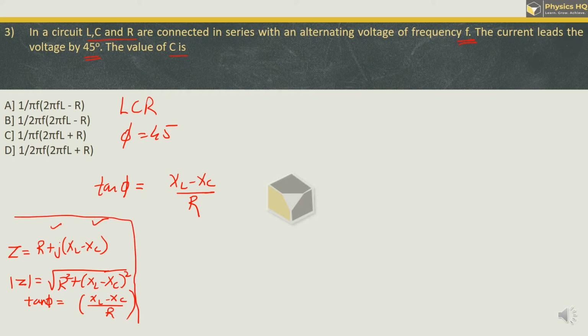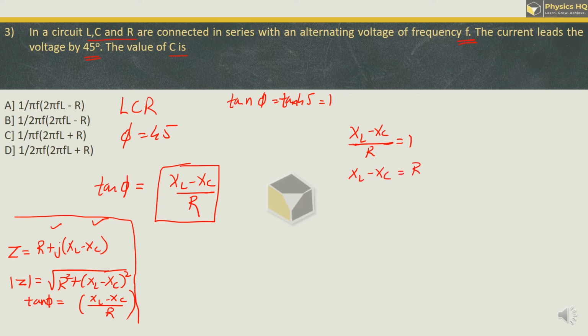Let us put what we have in this question. We got phi is equal to 45, therefore tan phi, which is tan 45, is equal to 1. So the RHS of this equation will also be equal to 1. So we'll have (XL minus XC) divided by R is equal to 1, or we can write XL minus XC is equal to R. Now we are supposed to find the capacitance value, so we'll put XC on the other side. So we'll have XC is equal to XL minus R.